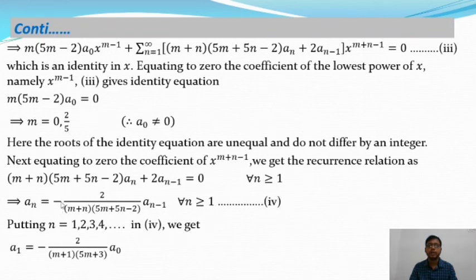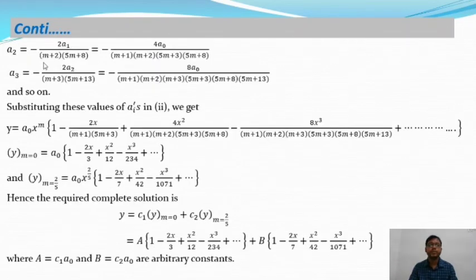So this equation is called the recurrence relation of the given differential equation. And if we put n equal to 1, 2, 3, 4 up to infinity in equation 4, we get a1 is equal to minus 2 by (m plus 1)(5m plus 3) into a0. a2 is equal to minus 2 a1 by (m plus 2)(5m plus 8), that means 4a0 by this. a3 is equal to 2 a2 by (m plus 3)(5m plus 13), that means minus 8a0 by this. Okay, and so on.